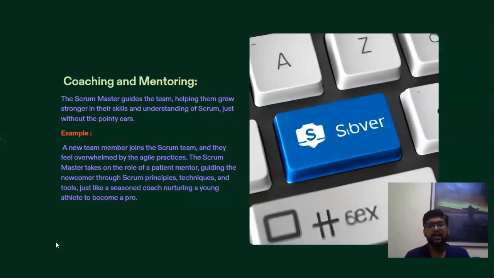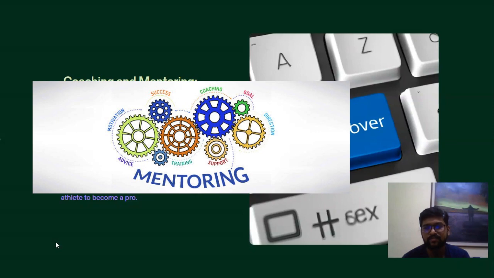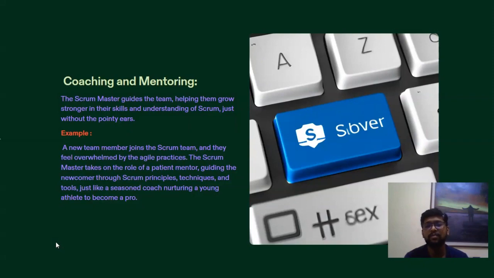The next thing is coaching and mentoring. The Scrum Master guides the team, helping them grow stronger in their skills and understanding of Scrum, just without any pointy ears. So it's the Scrum Master's duty to guide the team and give the knowledge about Scrum to the team, because the Scrum team or team members may not know what exactly Scrum is and why we are using Scrum. So you are the coach, you are the guide for your team.